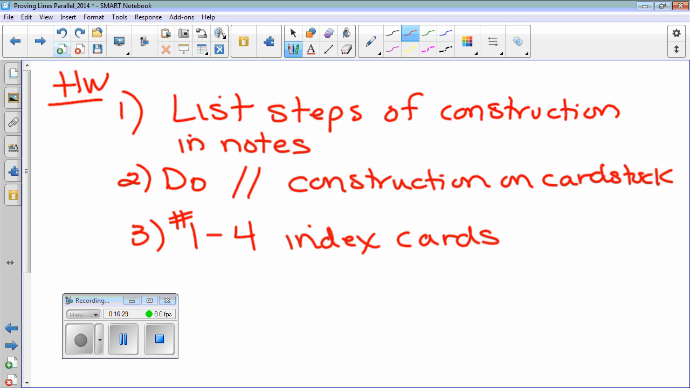If you did borrow a compass from me, if you could go ahead and return that at this time. If you borrowed a straight edge, you can return it. And we're there.